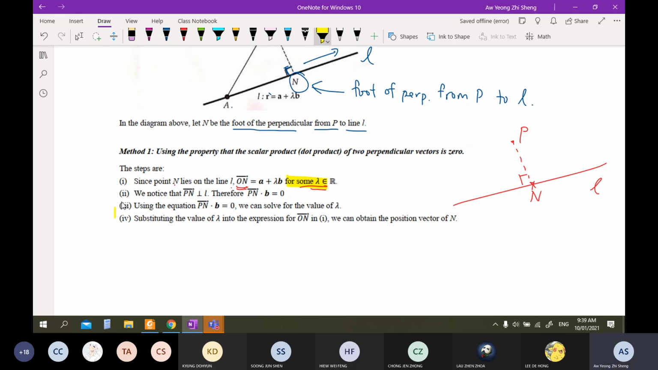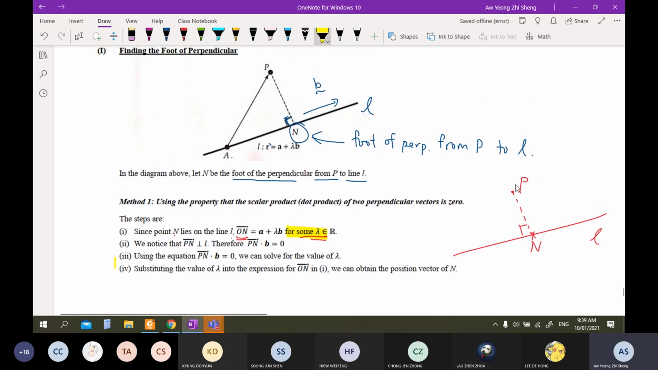The second step is we notice that PN is perpendicular to L. So we are going to use the information that the vector PN dot with the vector b will be equal to 0. Of course, you can also use NP dot b equals 0. It doesn't matter, because PN is perpendicular to b, so NP is also perpendicular to b. You can use either one of these two equations in light blue color. Either one will work.